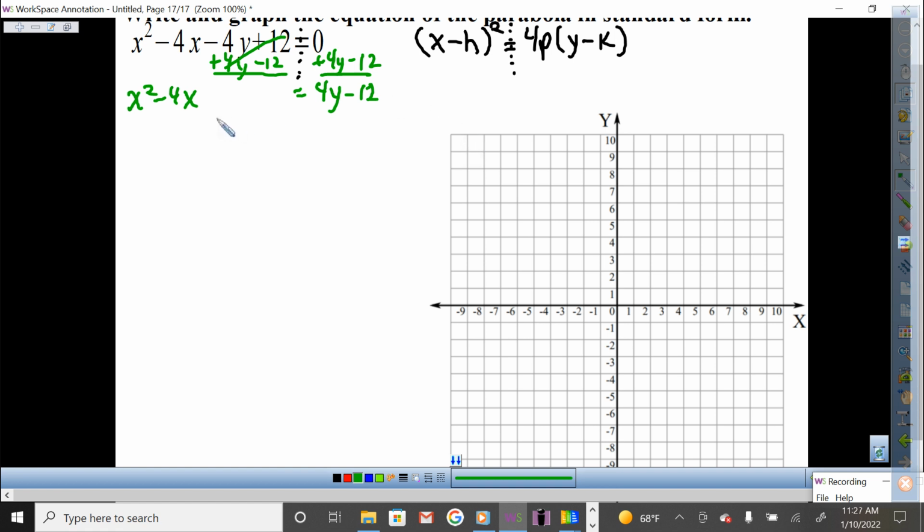All right. So, Mr. Q, why did you say empty space? Because we need to complete the square. So how do I complete the square right here? Who remembers? What do I do? Carlos.